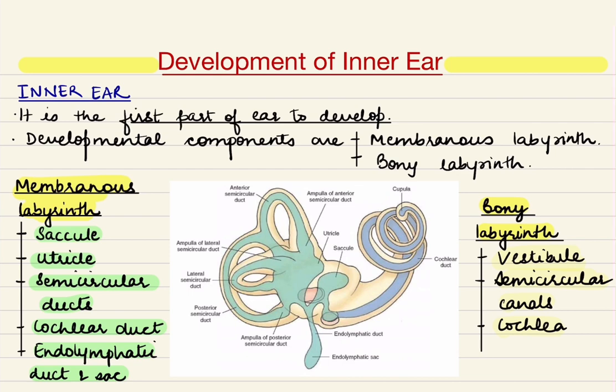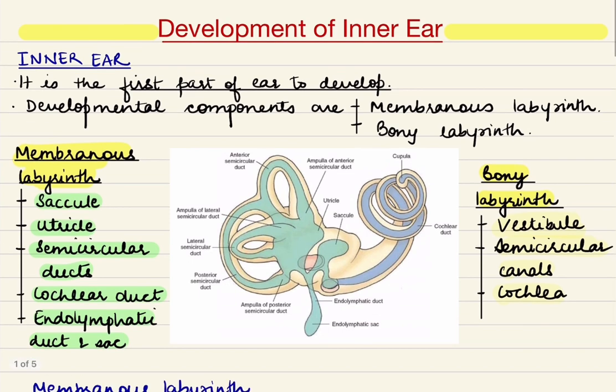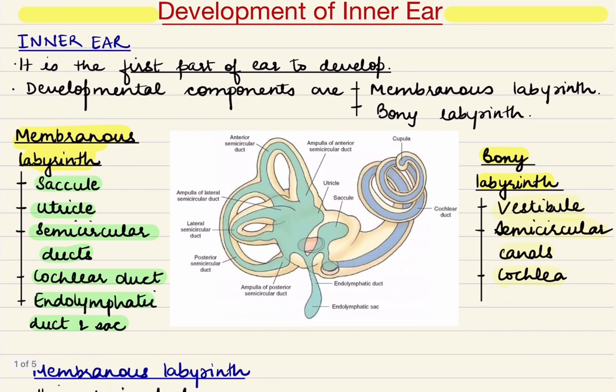Next in the series of lectures is the development of the inner ear. As we know, the human ear is divided into three parts: the external, middle and inner ears. This inner ear is the first part of the ear to develop. It develops from mainly two components, that is the bony labyrinth and the membranous labyrinth.